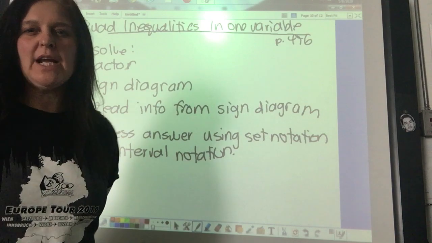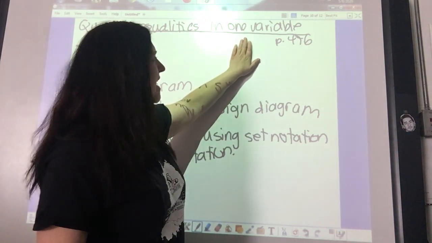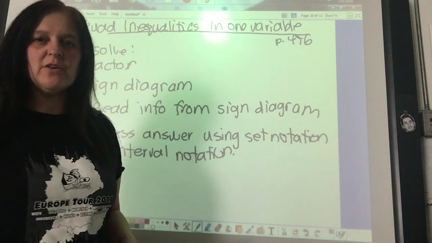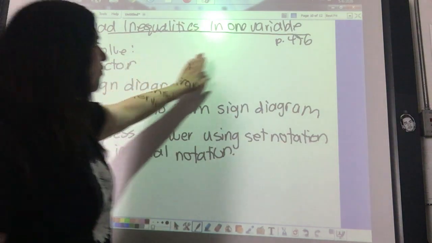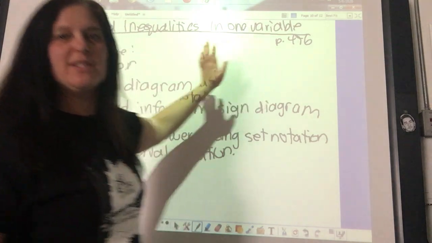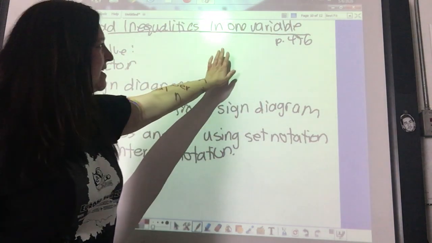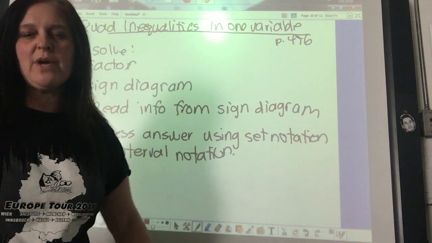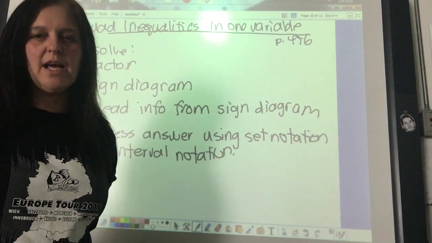Two lessons ago we learned how to solve them in 2 variables, and that method involved graphing them and then shading above or below with a broken or solid parabola. When we solve in 1 variable, there's no graphing. It's still quadratic inequalities, but instead of graphing, we're in 1 variable and we're going to solve using sign diagrams. So that's why we had that lesson yesterday on sign diagrams.